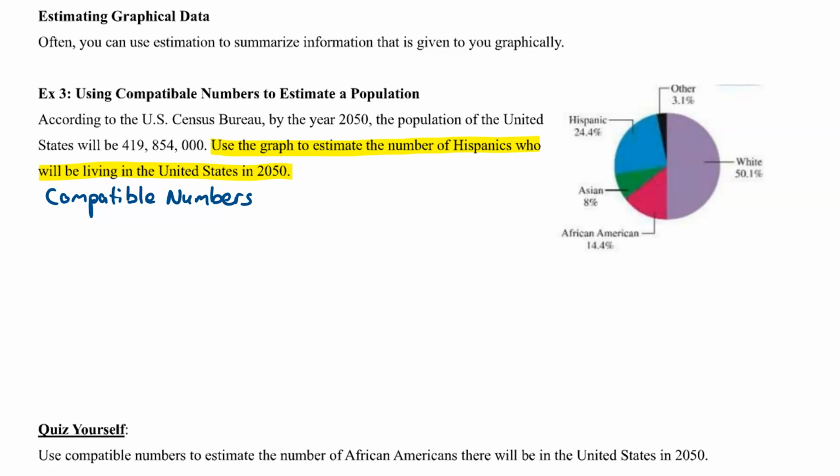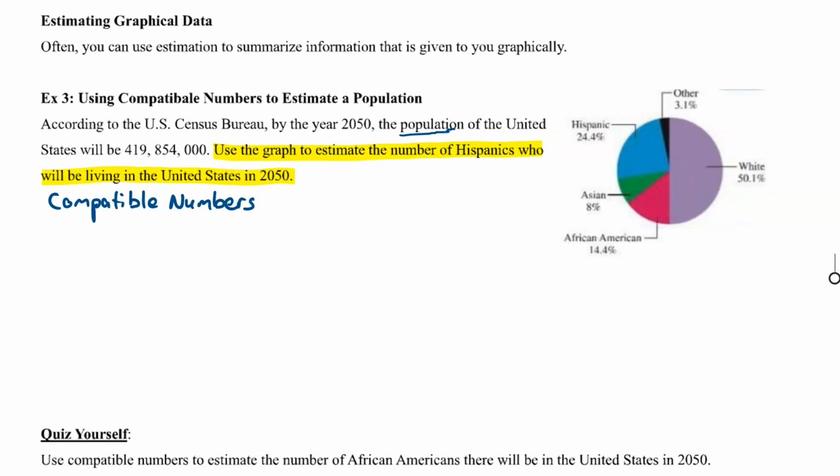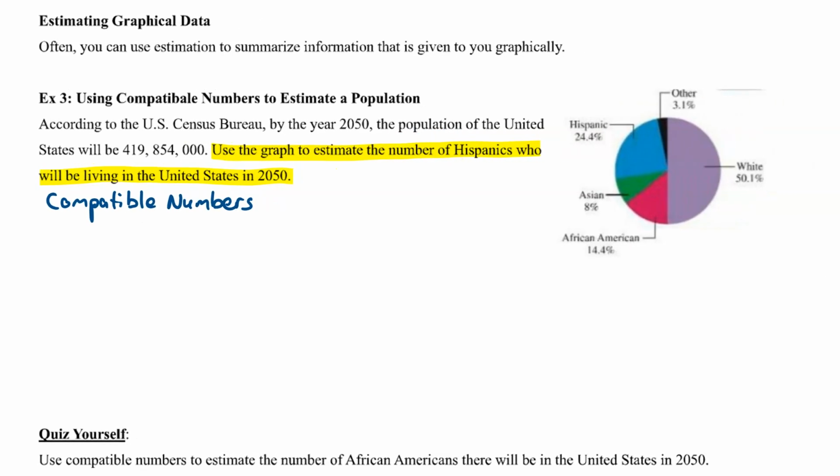So the first thing we're going to look at is the population of the U.S. at that time. If we look at the population of the U.S. in the year 2050, they're saying it's going to be 419,854,000. So we can estimate that to roughly 400 million.